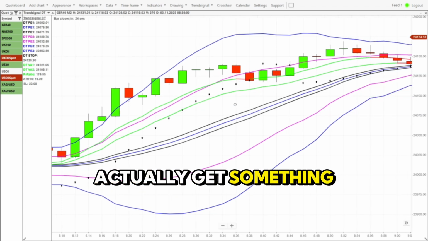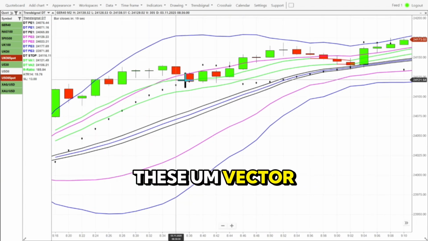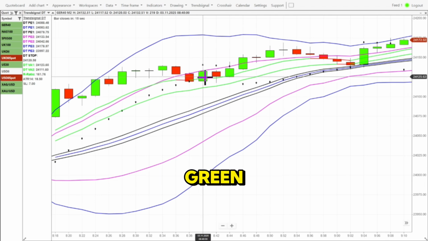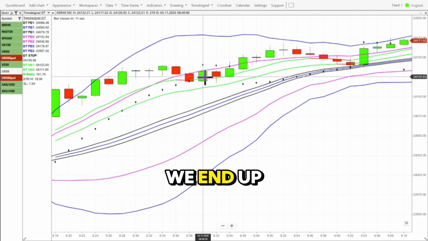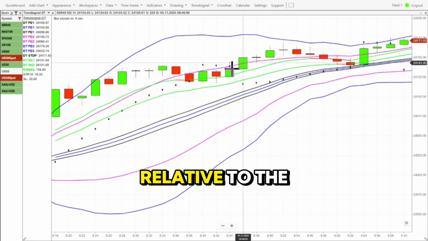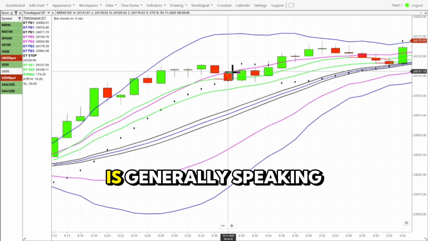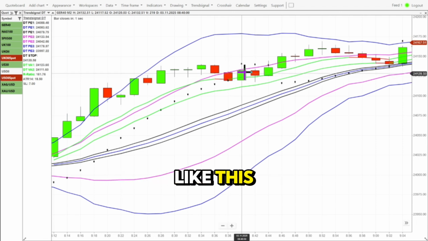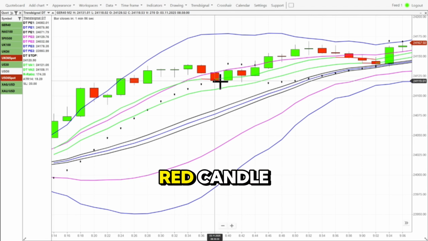But you also actually get something pretty interesting, which is a continuation of the trade. We have these vector average lines turn to red, or one of them turn to red, turn back to green. This gives us what's called a technical continuation, in which case we end up with a fairly big movement on here relative to the stop that's generated. So the way that these work is, generally speaking, you'll go to the lowest point in a long trade like this, the lowest point of the movement itself, which is actually smack bang at the bottom of the red candle.